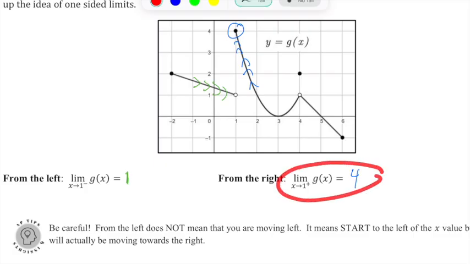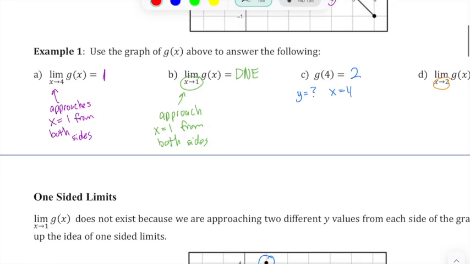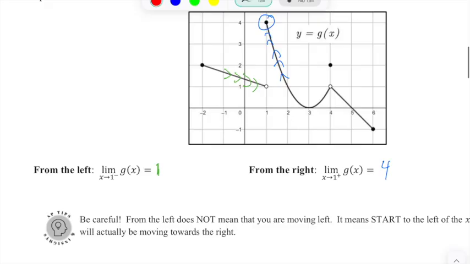Y equals 4. So look at, these do not match. That's why the limit in this problem did not exist, because the left and right hand limit did not agree.